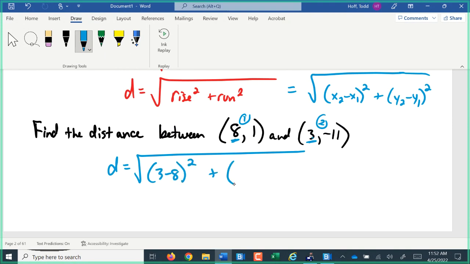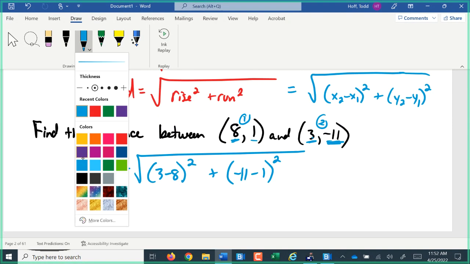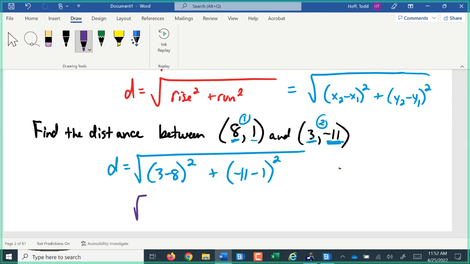squared, plus my rise, difference in my y coordinates again. Y2 would be the negative 11 minus the 1. That'll be squared. And if I do this out, 3 minus 8 is a negative 5. Negative 11 minus 1 is a negative 12.